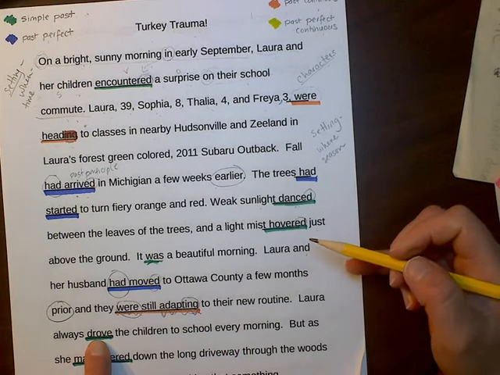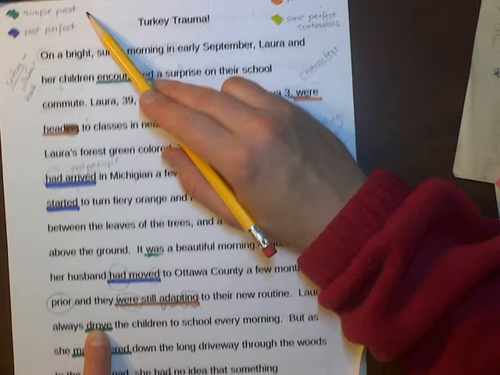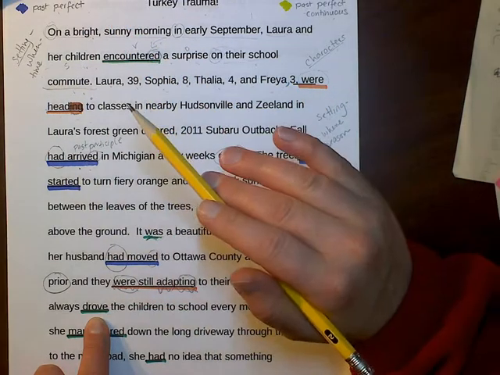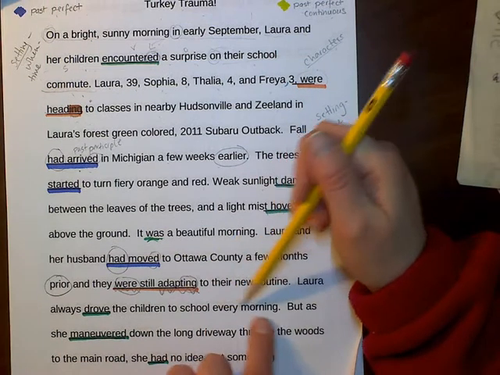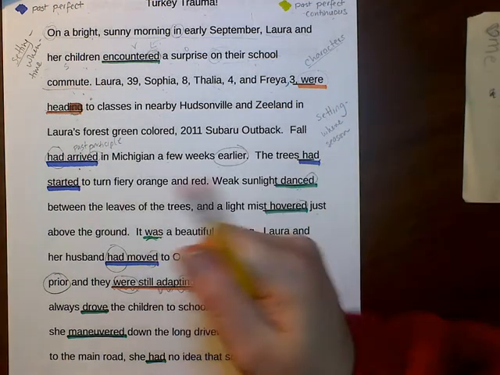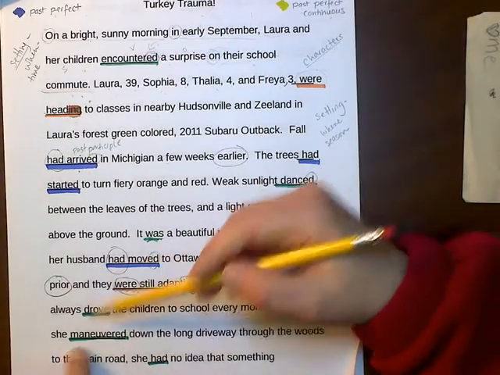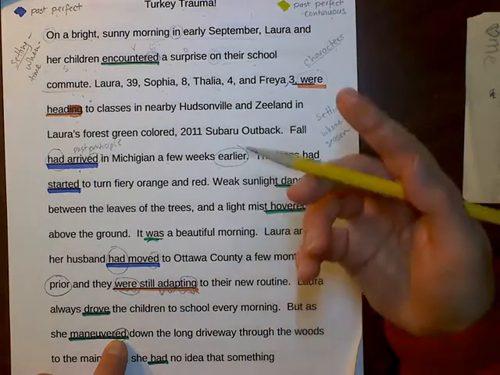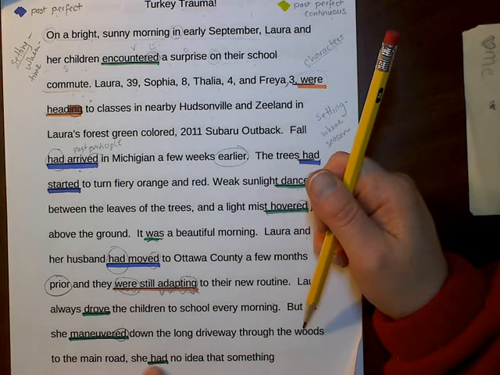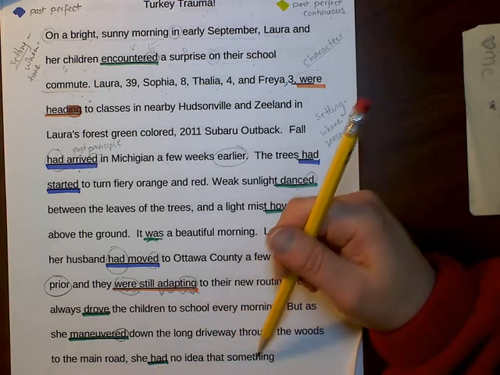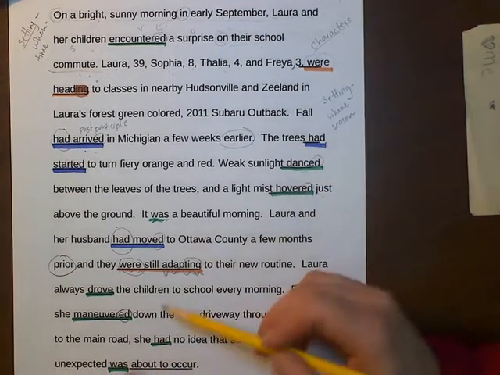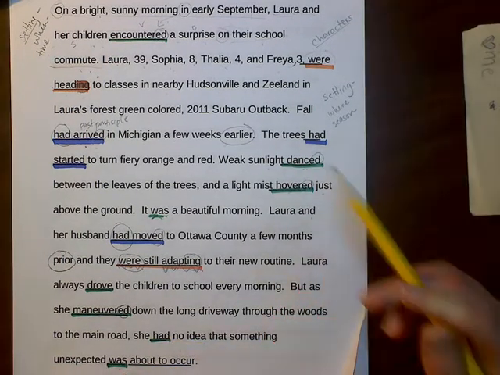Laura always drove, simple past, because it's a habit or routine, something that you do and it's finished. She always drove the children to school every morning, and that's an irregular verb, drive, drove. But as she maneuvered, so she maneuvers, she moves the car, again, simple past, she did it once, it's finished, down the long driveway through the woods to the main road, she had no idea that something unexpected was about to occur. All right, so I've got was, simple past, had, simple past.